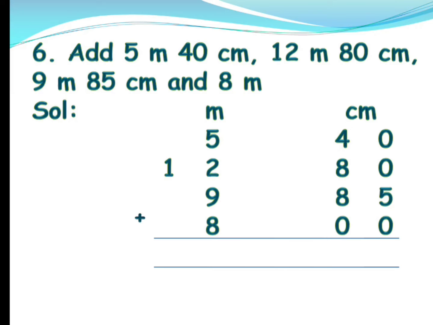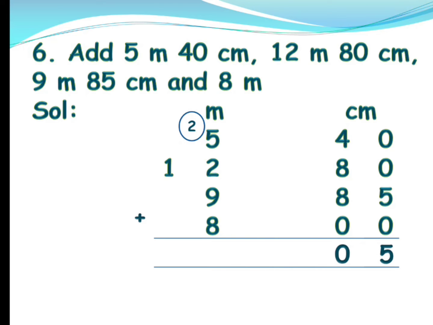So in ones place of centimeters you have 0 plus 0 plus 5 plus 0, so that becomes 5. Okay, now tens place of centimeters, 4 plus 8. 4 plus 8 will give us 12. 12 plus 8 gives us 20. So 20, 2, 0. So 0 you will write under the tens of centimeters, and 2 you will carry to meters. Okay, 2 you have to carry to meters.